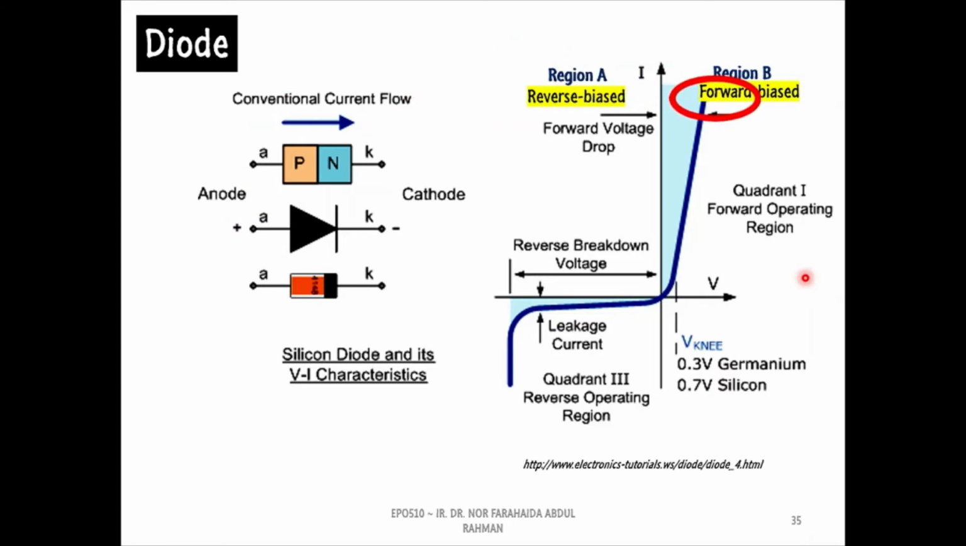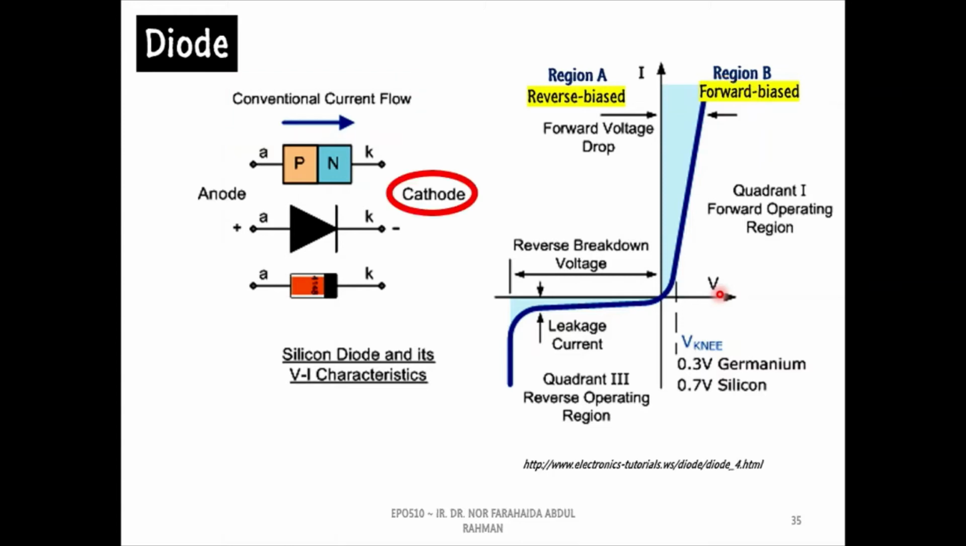will turn on. According to the VI characteristic curve, in this condition, the diode can conduct high current from anode to cathode with a small voltage drop.